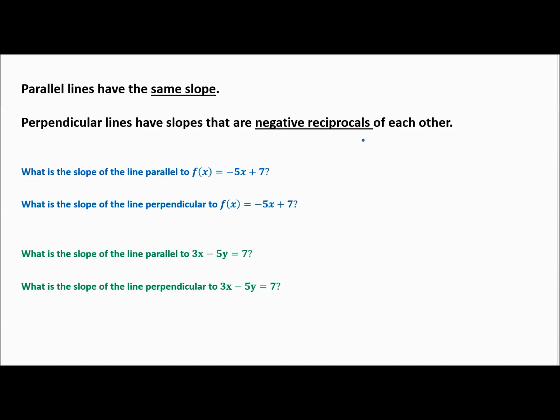Okay? So I ask you, in function form, what is the slope of the line parallel to negative 5x plus 7? Okay, well, first of all, we have to find the slope of negative 5x plus 7. Well, slope, remember, when it's in that nice standard form, y equals mx plus b, is the value being multiplied by the x. So in this case, our slope is negative 5, and parallel, you keep the same slope. So that answers that question. The slope would be negative 5.